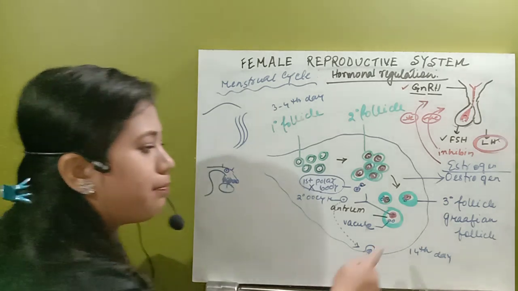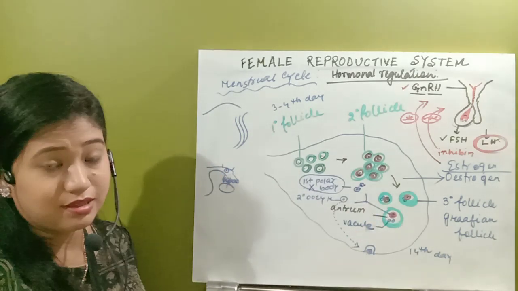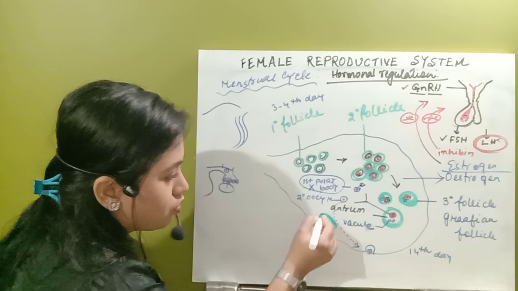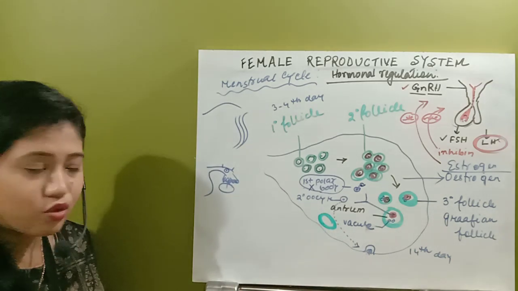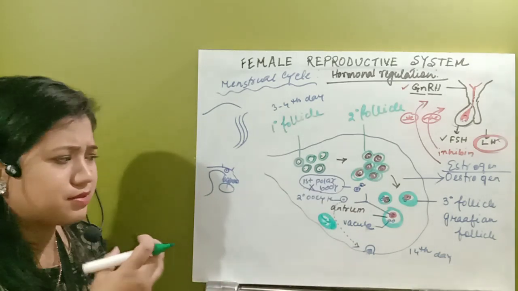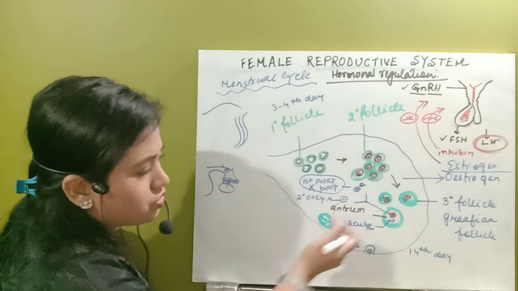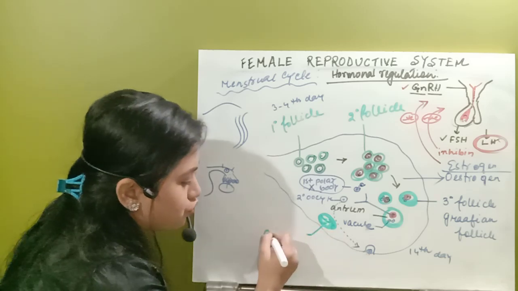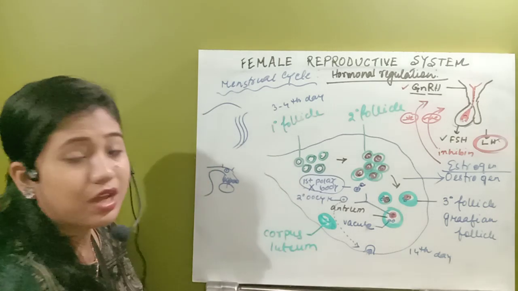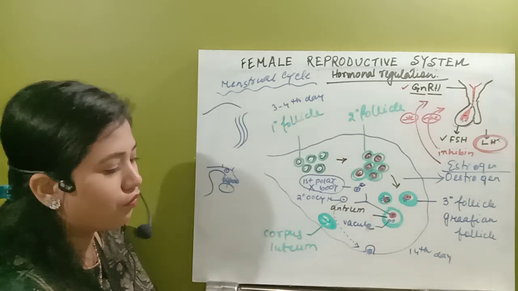Now let's see what is happening to the remaining granulosa cells. I told you, this green colored layer is the granulosa cells. So these granulosa cells are still present. Those granulosa cells, with all this structure, the ruptured part, will develop into a structure known as the corpus luteum. So a structure will be formed after the ovulation process. See, this removal of the secondary oocyte is known as ovulation.